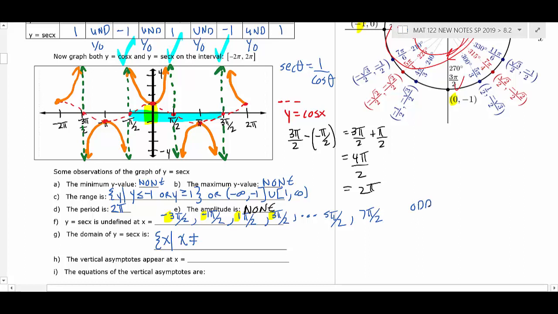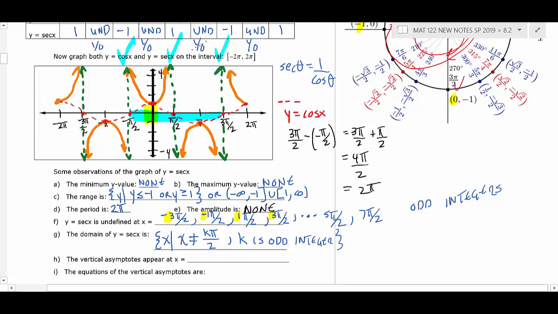Yeah, I've got odd integers. Okay, so I really have odd integers, but I always have pi over 2. So you would say x is not equal to k pi over 2, and then you would have to say k is an odd integer. So that's how you get that then.